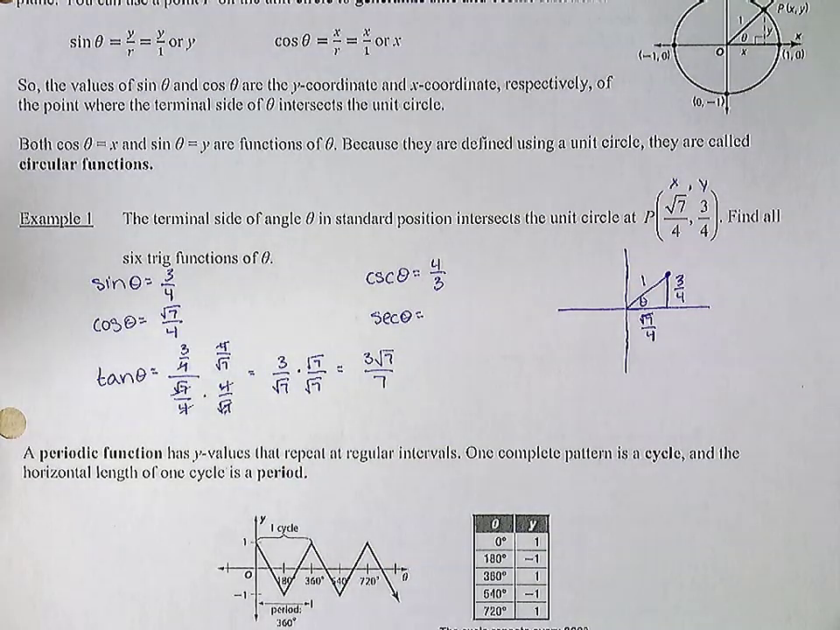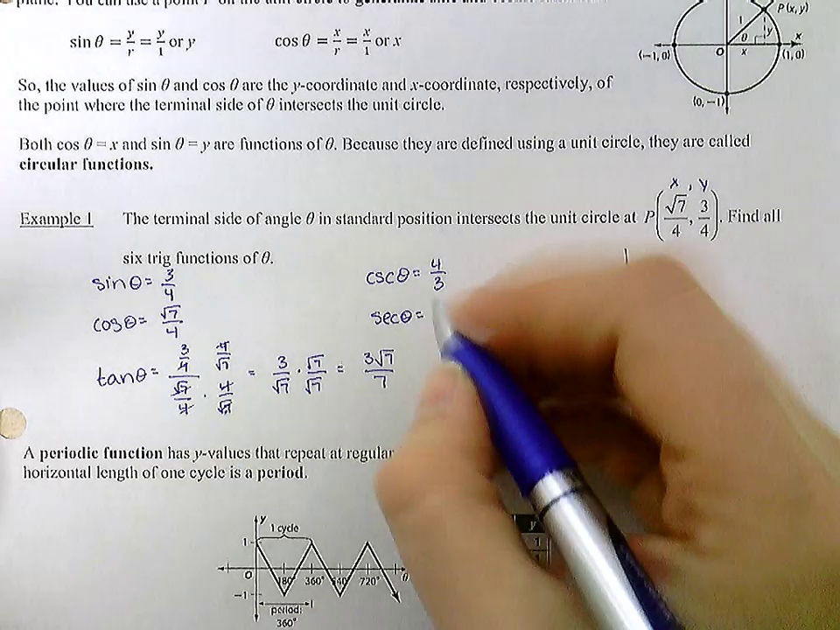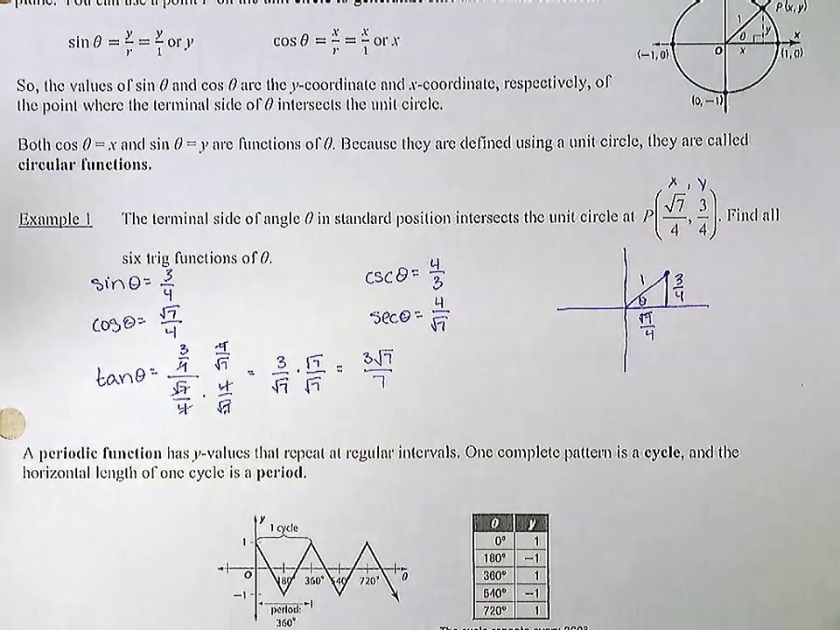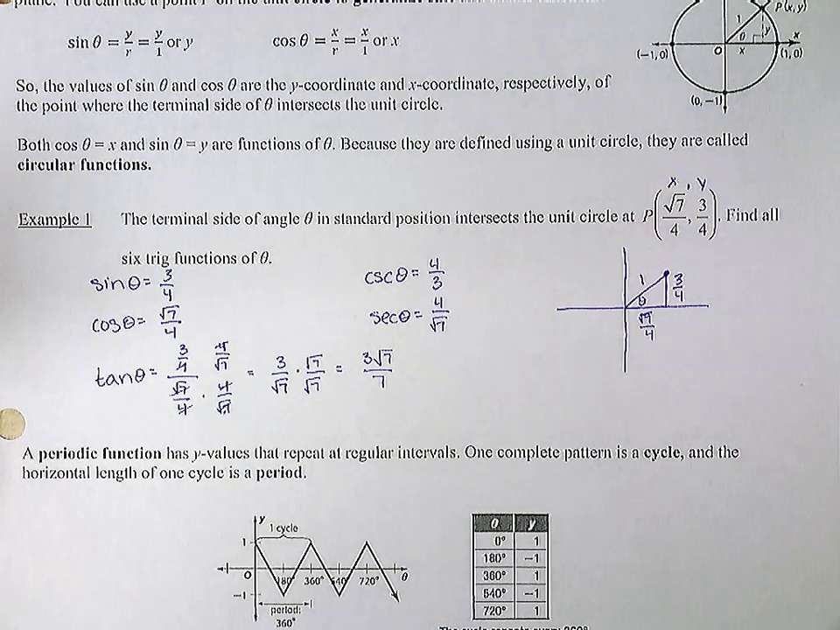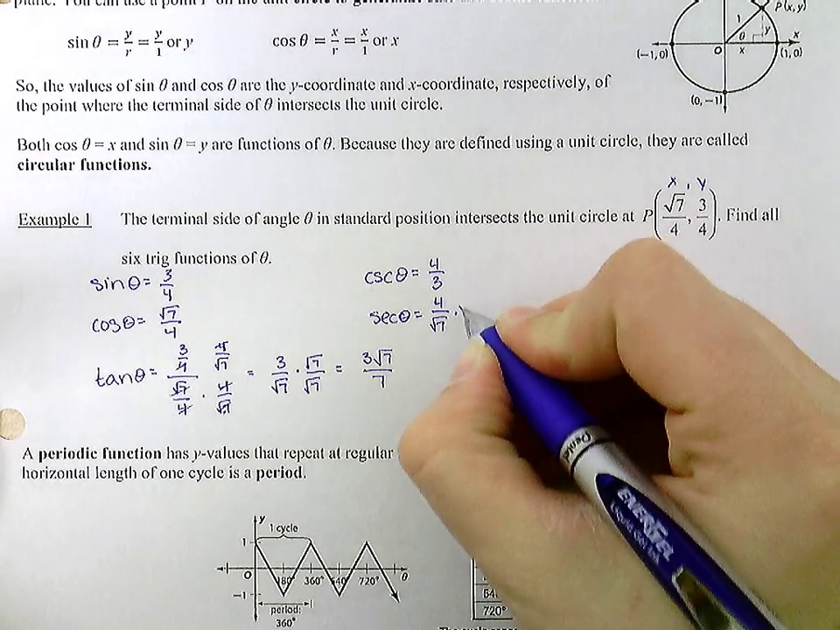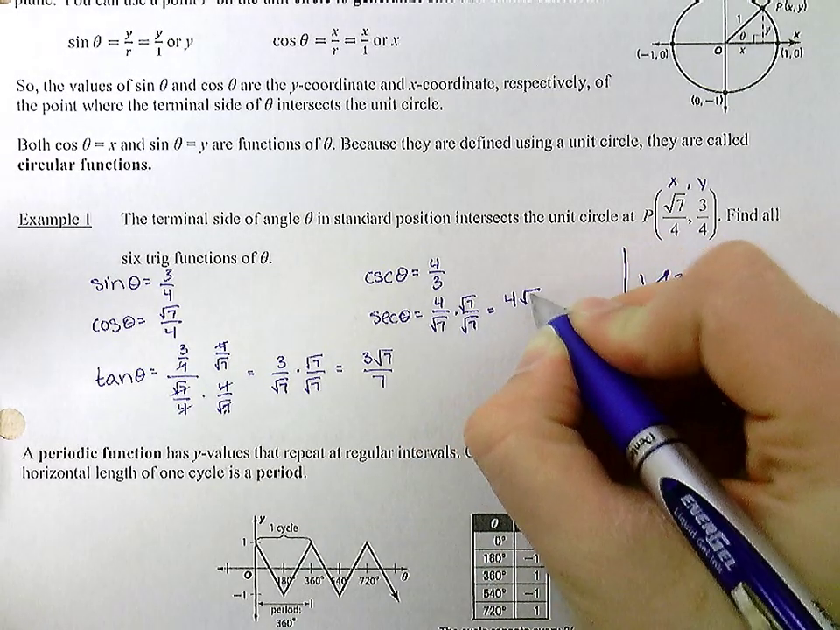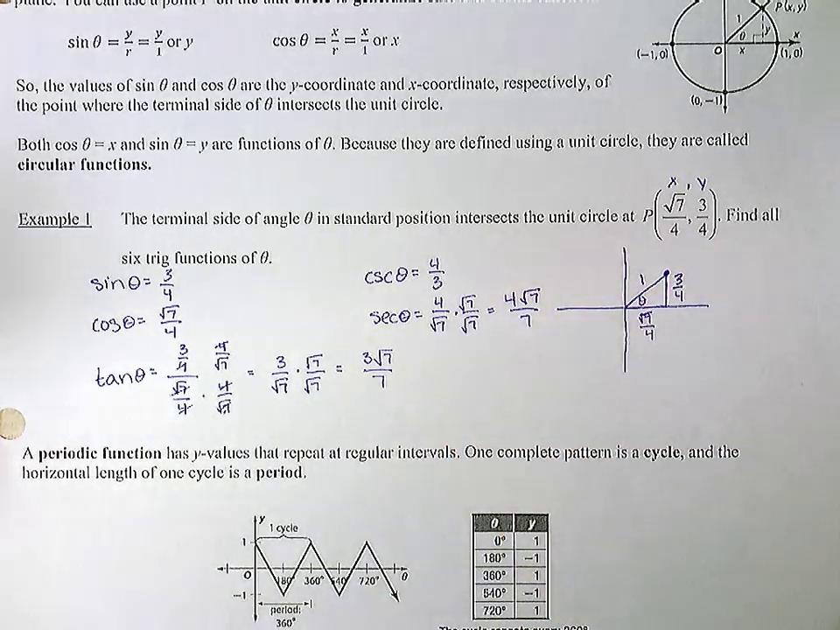Then the reciprocal of cosine is secant. So flip that fraction. So we have 4 over square root of 7. Again, you need to simplify that by multiplying by square root of 7 over square root of 7. You get 4 square roots of 7 over 7.